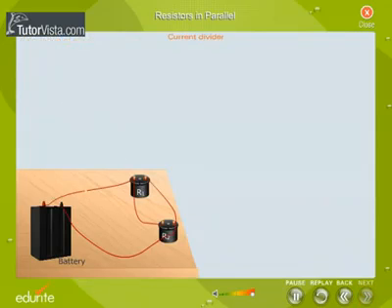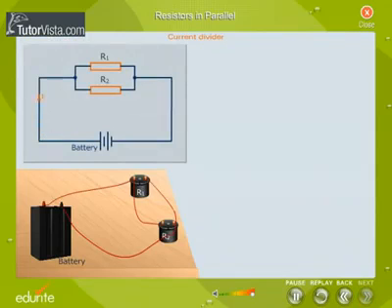Current divider. Two resistors connected parallel to each other act as a current divider. Let us consider two resistors R1 and R2 connected in parallel as shown here. The potential difference across each resistor is the same. V is equal to I1 R1, that is equal to I2 R2. The total current is equal to I, that is equal to I1 plus I2.